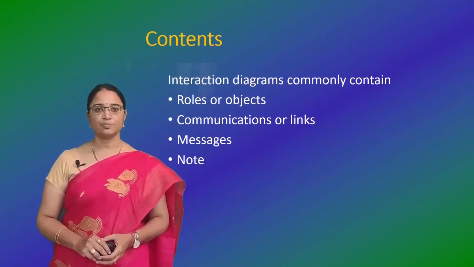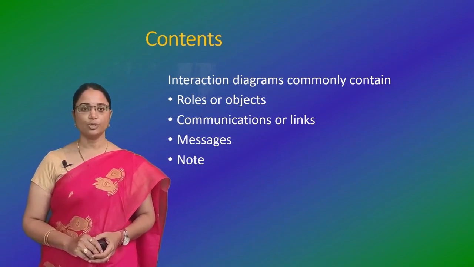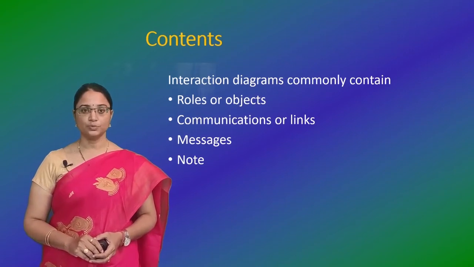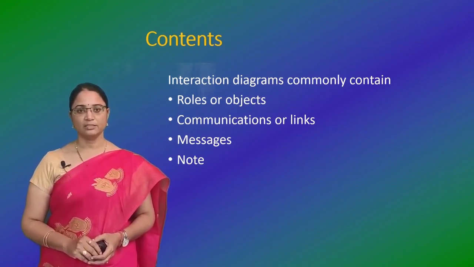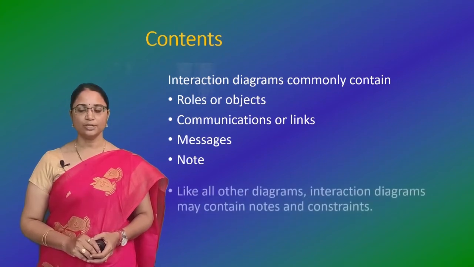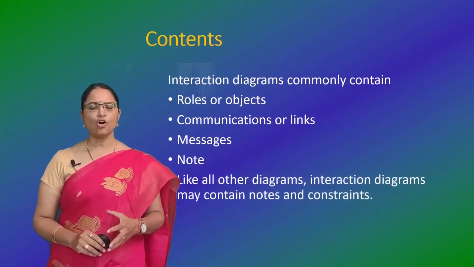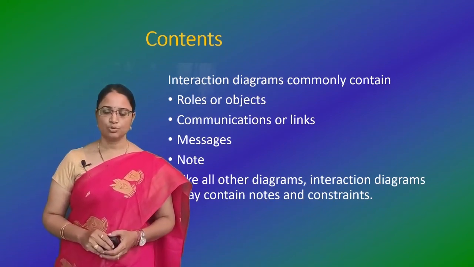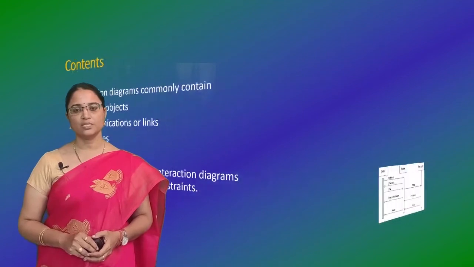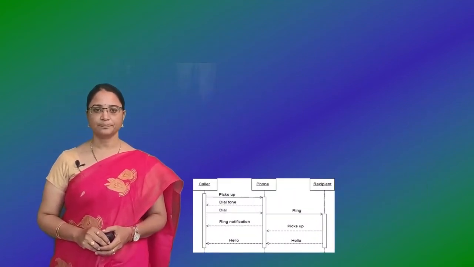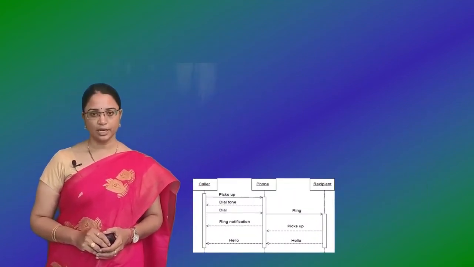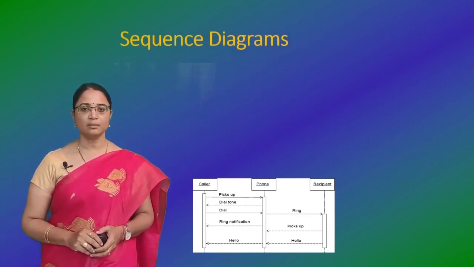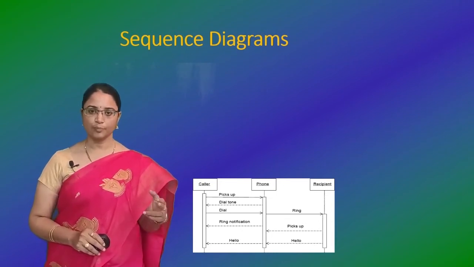An interaction diagram is basically a projection of the elements found in an interaction. The semantics of an interaction's context, objects and roles, links and connectors, messages and sequencing apply to the interaction diagram. Like all other diagrams, interaction diagrams may contain notes and constraints also. To represent a comment, we go for notes, and to represent a condition, we go for constraints. In interaction diagrams, we have two forms. One is the sequence diagram and the second is the collaboration or communication diagram.